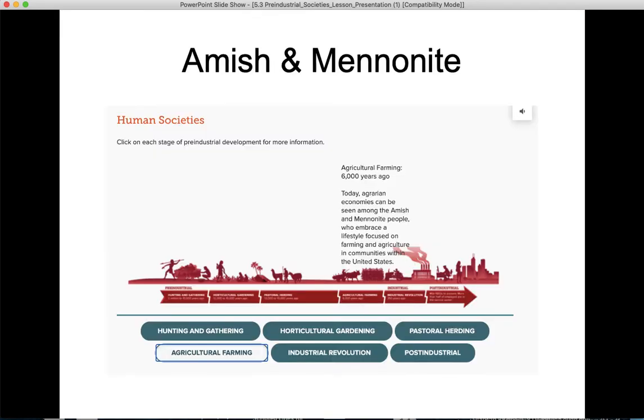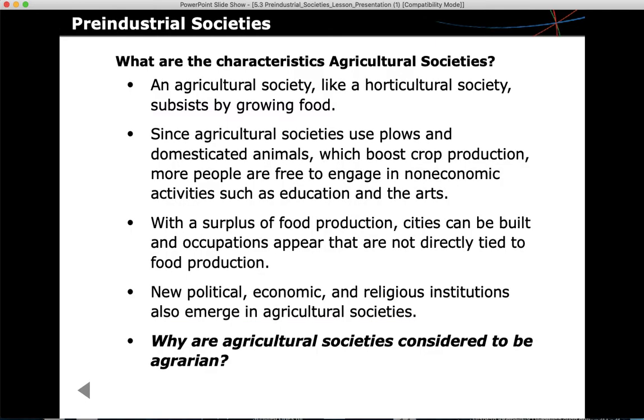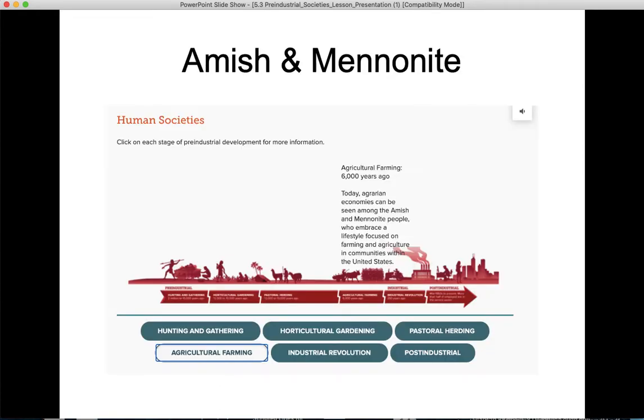Cities can be built, and occupations appear that are not directly tied to food production. New political, economic, and religious institutions emerge. Even though agricultural societies can have cities, they are agrarian because farming is the basis of the society. Modern agricultural societies include the cash crop growing areas of Southeast Asia and Central America, which are dominated by large-scale plantations. Reading progress check. Why are agricultural societies considered to be agrarian?